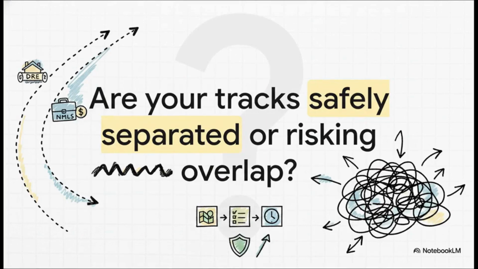That brings us to the end of our breakdown. So, are your renewal tracks securely separated, or are you risking a compliance overlap right now? Remember, complex doesn't have to mean confusing, but getting it wrong, well, that means risking your livelihood. I urge you to map out your requirements and verify your deadlines today. Because in the world of real estate compliance, what you don't know won't just hurt you, it will cost you your license.